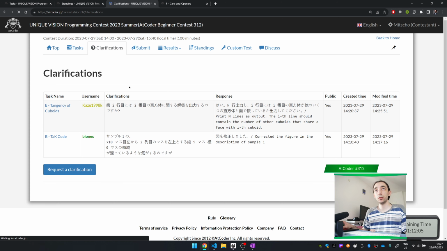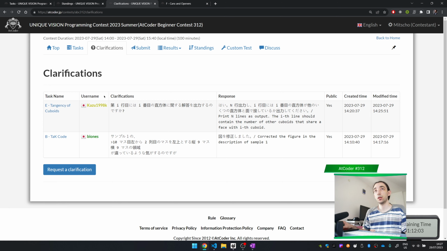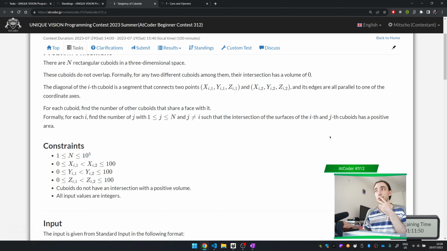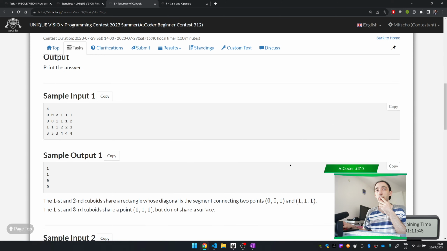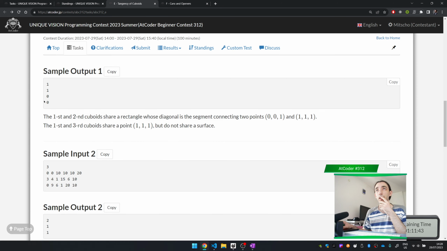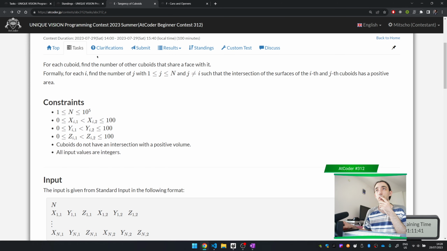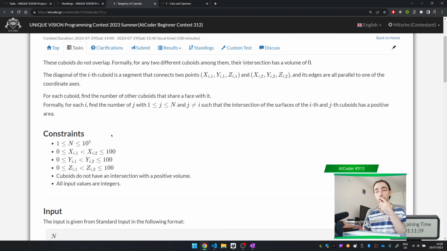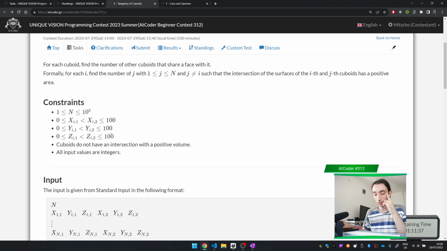Okay, so let me take a look at the clarifications. Print n lines. The ith output should contain the number of other cuboids that share a face with the ith cuboid, meaning it has a positive intersection area. So if cuboids are only on the edge, does that count though? Okay, however that might be, a positive intersection area.